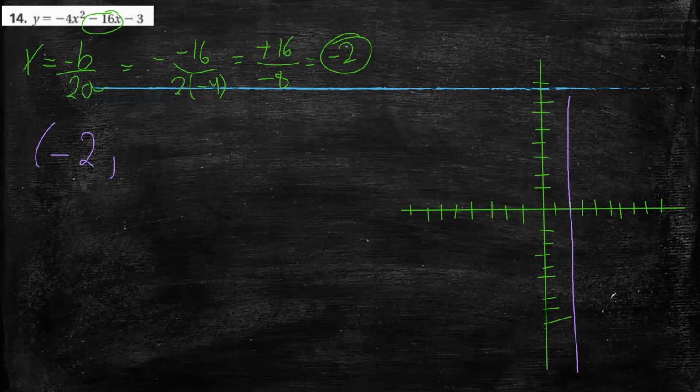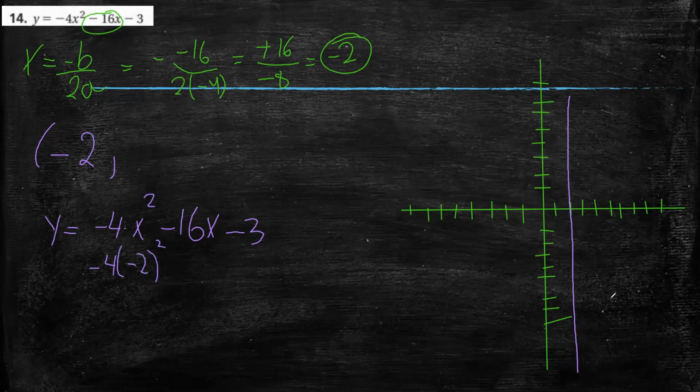To find this y value, let's evaluate the function y equal negative 4x squared minus 16x minus 3. Negative 4 times negative 2 squared minus 16 times negative 2 minus 3. Negative 2 squared is 4. 4 times negative 4 is negative 16. Minus 16 times negative 2 is positive 32. Minus 3. So negative 16 plus 32 is 16. Minus 3, 13. So at point negative 2, 13.